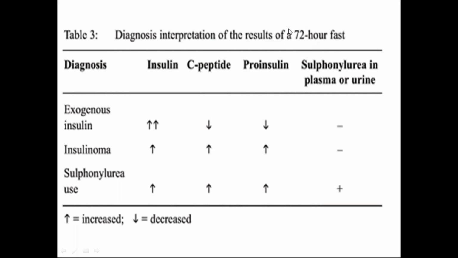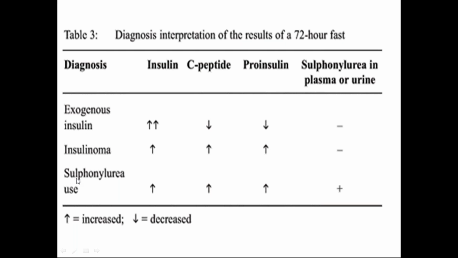This is a 72-hour fast test where the patient is made to fast for 72 hours, and we measure levels like every fourth hourly and or sixth hourly of the insulin, etc. So if it is exogenous insulin, there will be increased insulin levels in the body. That is obviously even in insulinoma and in sulfonylurea, because all these are causes of increased insulin states. So what's the differentiating factor?